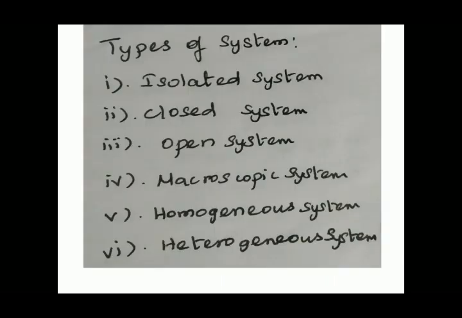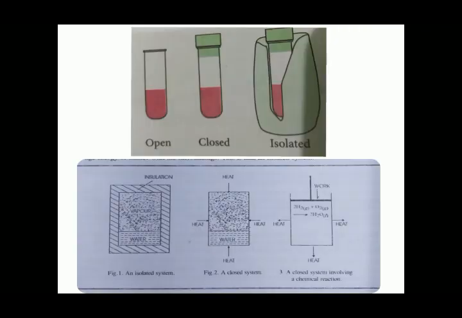Next, we are going to study the types of system: isolated system, closed system, open system, macroscopic system, homogeneous system, heterogeneous system. These are all the types of system. This figure shows the isolated system, closed system and also open system. First, we are going to study the isolated system. A system which can exchange neither energy nor matter with its surroundings is called an isolated system.